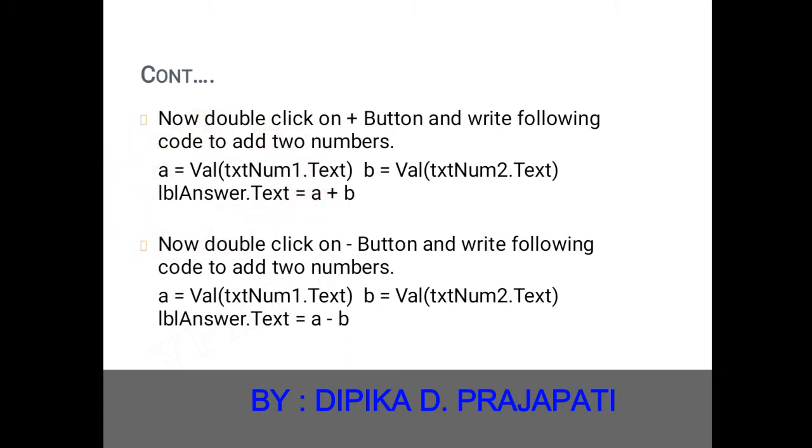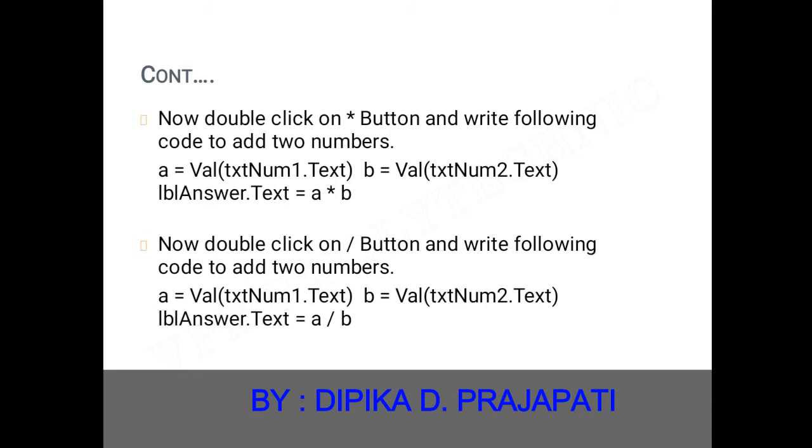Okay, now double click on the minus button. Here, same as before, a is equal to val TextBox1.Text, b is equal to val TextBox2.Text, and with these a and b values we perform a minus b and then store the value in lblAnswer.Text. Same here, double click on the multiplication button. So here is our multiply code, and same for the division button. So this code is for the division.